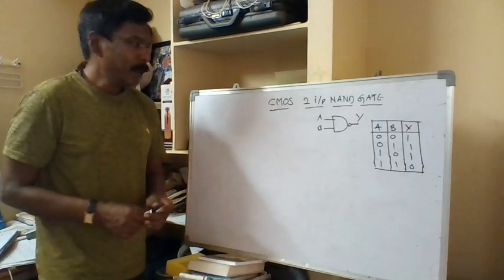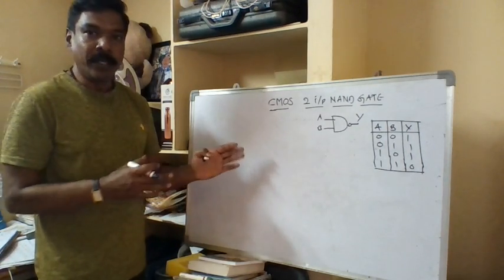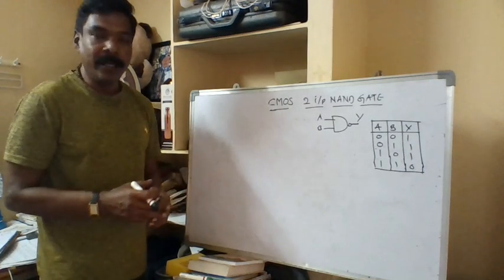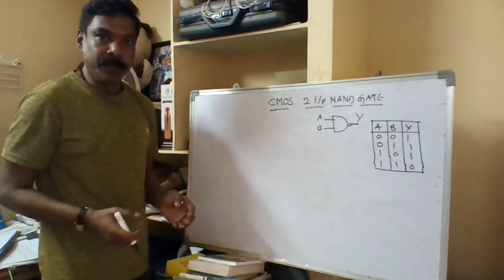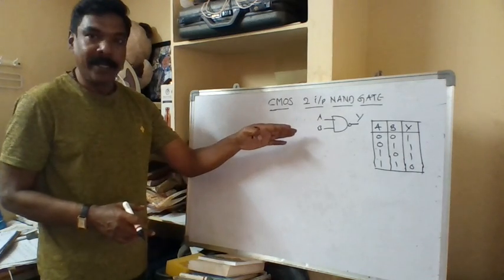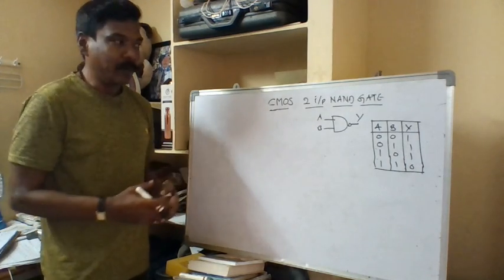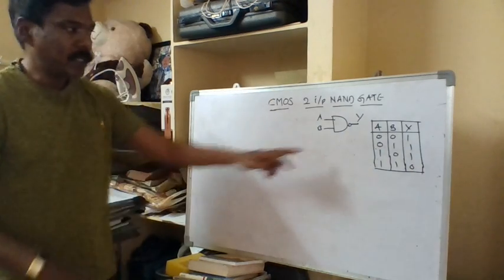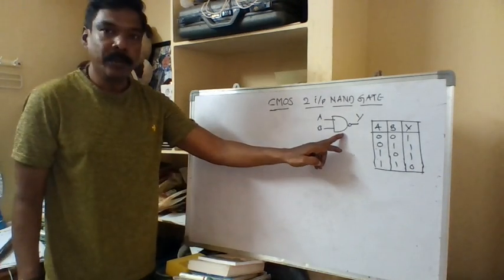Hello, good morning. So in this video, I would like to show you the working of the CMOS two input NAND gate. In my previous video, I showed you the working of the CMOS inverter. Now let us see the two input NAND gate, how to realize it and how it works in the CMOS logic family. This is the symbol of a two input NAND gate.